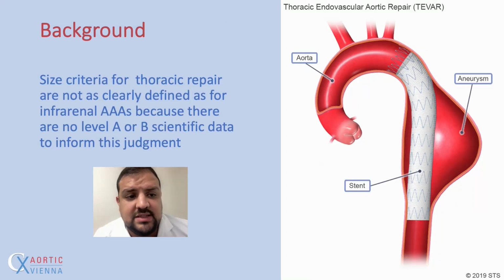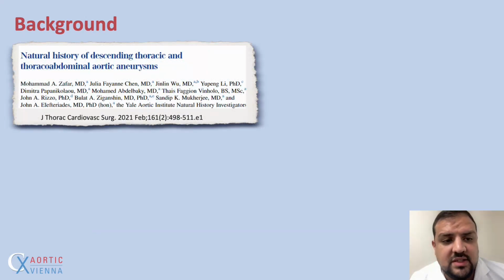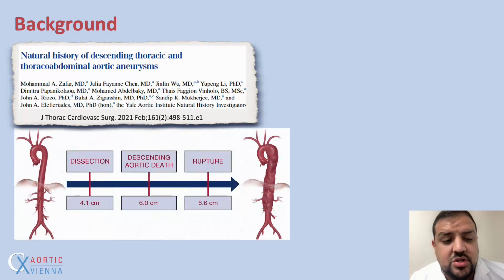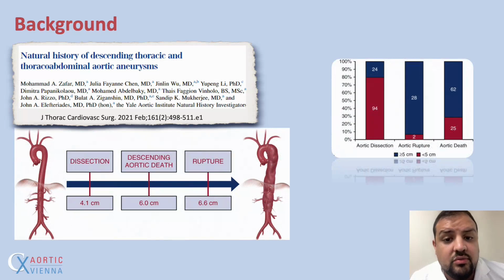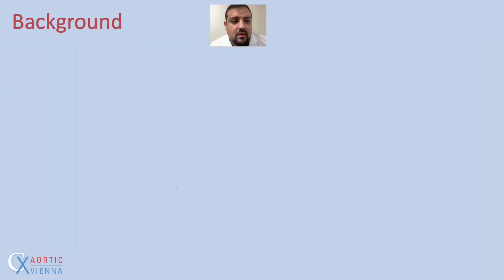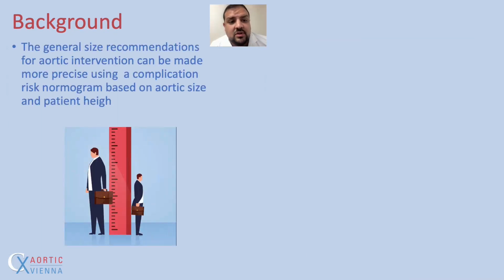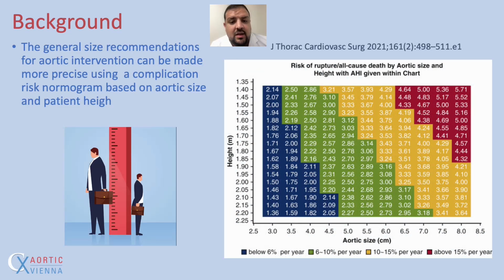Size criteria for thoracic endovascular repair are not as clearly defined as for infrarenal AAAs. Natural history of descending thoracic aneurysms has shown some cutoff for rupture. But the general size recommendations for aortic intervention can be made more precise using a complication risk nomogram based on aortic size and patient height, like this nomogram from the Yale group in an ascending aortic aneurysm study.